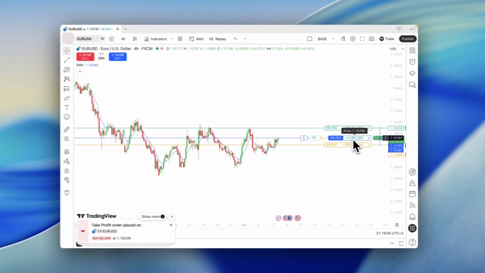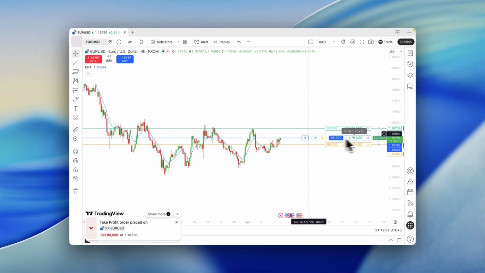But as a reminder, please be advised and do remember that this is paper money and not actual trading. Actual trading does carry a risk. And that is how you would open your first trade.